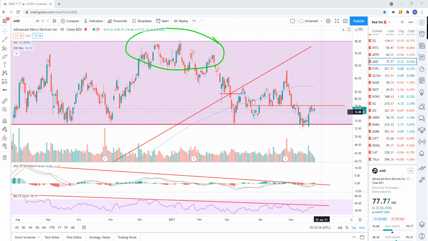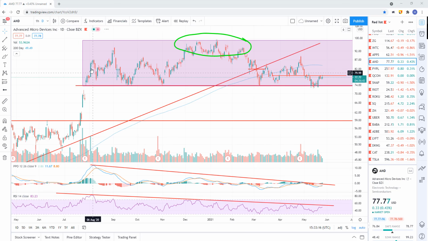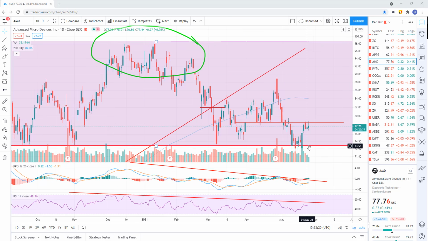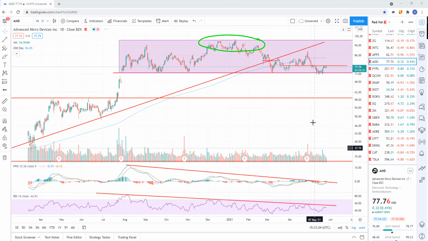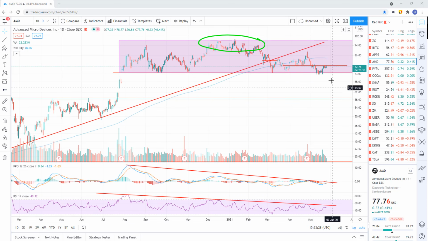AMD, we'll just wrap with that one. Again, someone asked me about it. Look, it's just sideways. At this point, we're waiting for a breakdown of this. It's about 73, 75 or so. We're waiting for a break of that trendline support. You can see all the times we held support. So we're just waiting for a break of that. And that's our next sell signal to trade down to $59. All right. So nothing going on until we see that. This thing could continue to trade sideways.